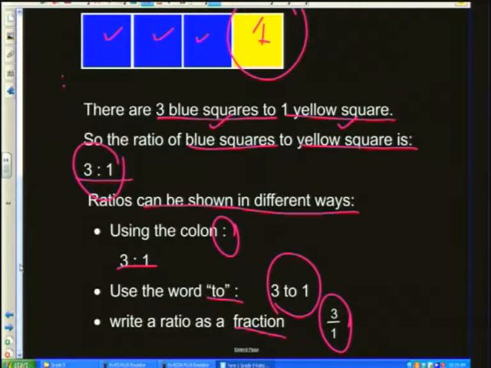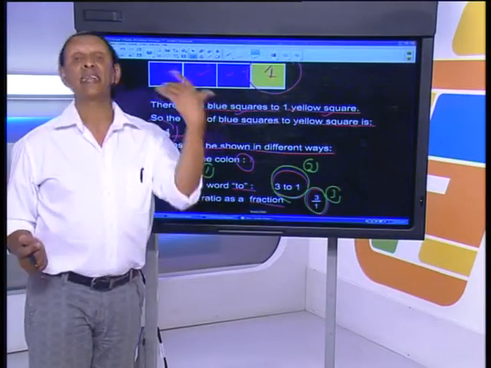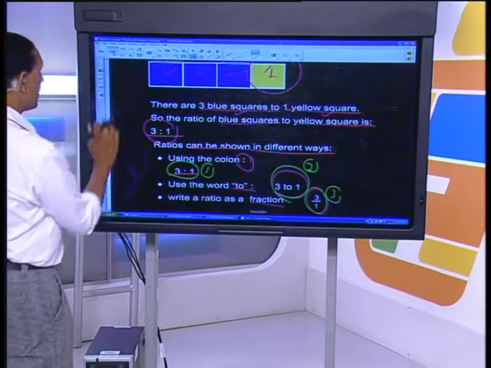Ratios can be written in 3 ways, remember, guys? You can either write it like that with a colon. That is one way to do it. Or you can use the word "to". That's the second way. Or in fraction form. That is the third way. So those are the three methods you are going to use to represent ratio. Are we cool with that? Right. Okay.